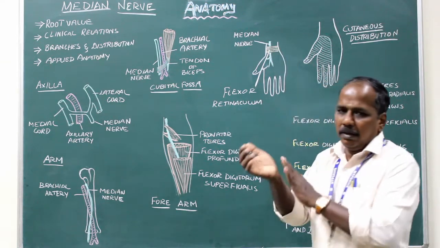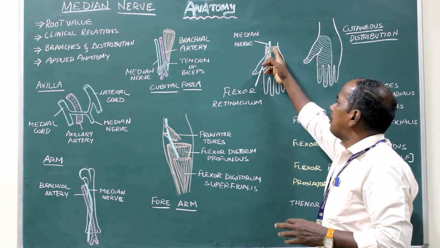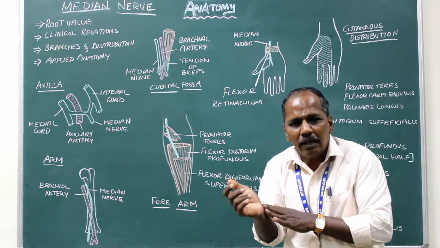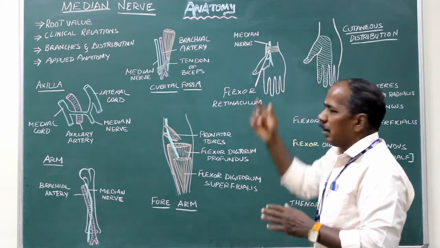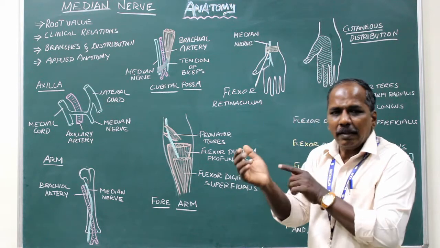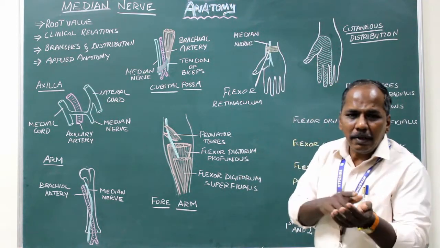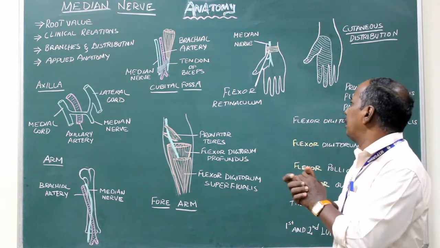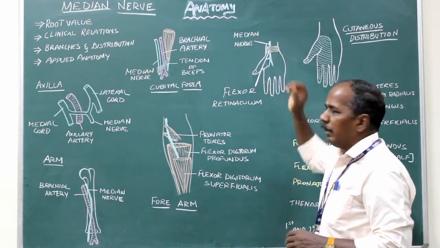At the wrist joint, it runs deep to flexor retinaculum. There is a tunnel known as carpal tunnel formed by the flexor retinaculum through which the tendons of the flexor muscles and the median nerve run. So, at the wrist joint, it runs deep to the flexor retinaculum, that is in the carpal tunnel. Then it enters the hand.